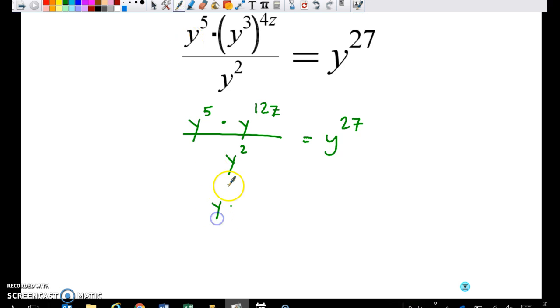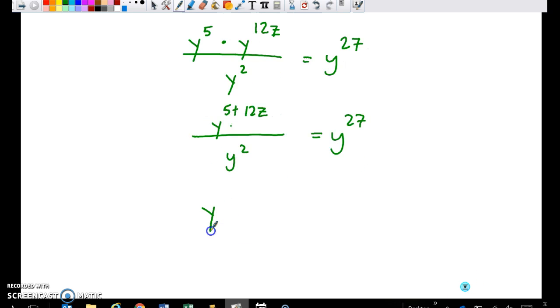It's going to be y to the 5 plus 12z, because I add the exponents, divided by y to the second power. What happens when I divide by the same base? I subtract the exponents. This will be y to the 5 plus 12z minus the 2 from before. So I took the numerator exponent minus the denominator exponent, because I was dividing, right? Equals y to the 27.